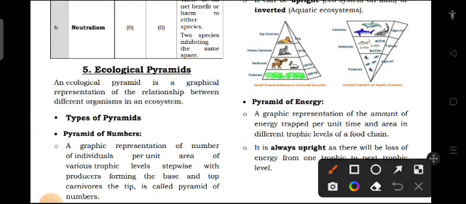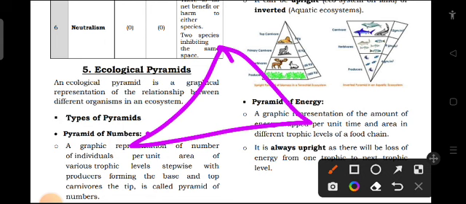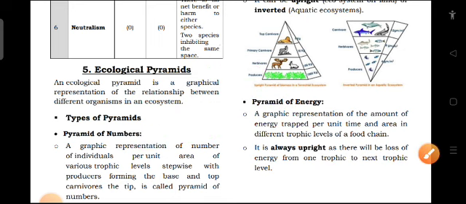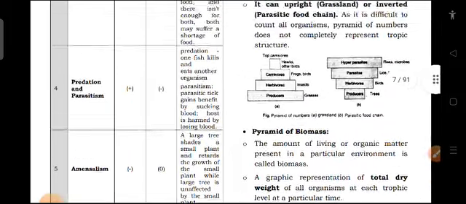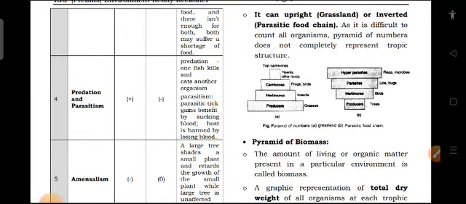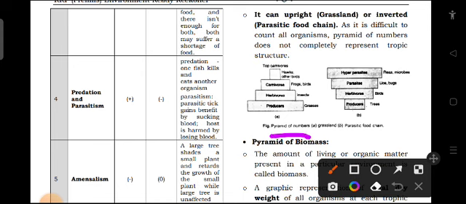So this is like a pyramid of numbers. Here we will have producers and we will have consumers: herbivores, then primary consumers, top carnivores. Likewise, this is the order we will have in a pyramid of numbers. So here this is that particular image. Pyramid of numbers. We have the example of grassland ecosystem and parasitic food chain. For example, it can be upright, like grassland, or it can be inverted like the parasitic food chain.